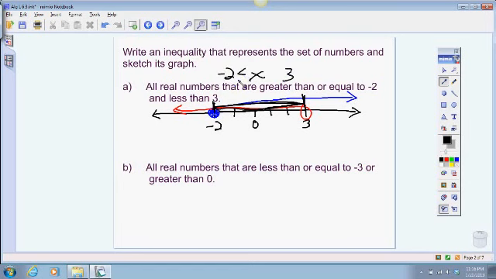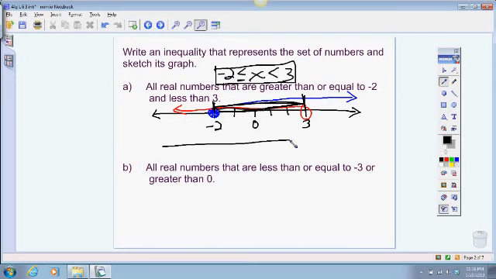In fact, I'm sorry, x has to be greater than or equal to -2, but it has to be less than 3. This is our compound inequality: all real numbers that are greater than or equal to -2, but still less than 3.